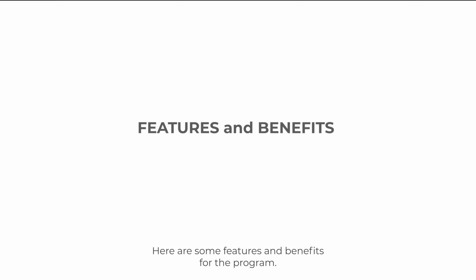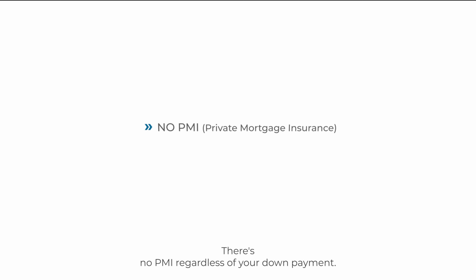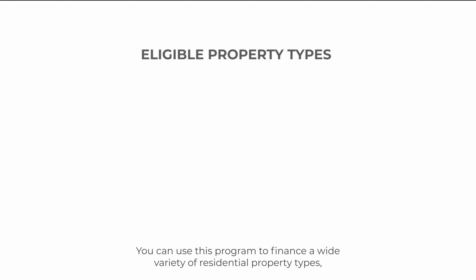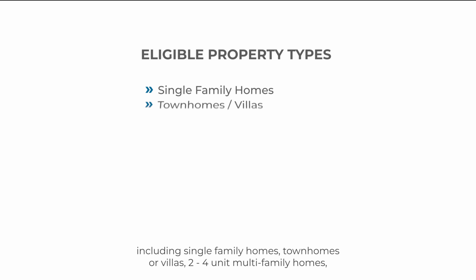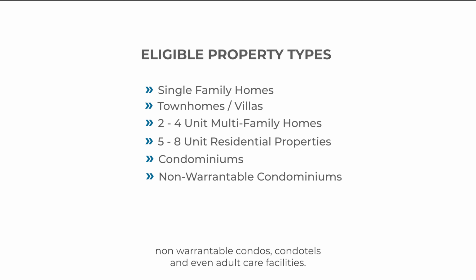Here are some features and benefits for the program. These are 30-year fixed-rate loans. There's no PMI regardless of your down payment. The occupancy is designed for investment homes only, so the borrower may not occupy the home. You can use this program to finance a wide variety of residential property types, including single-family homes, townhomes or villas, 2 to 4 unit multi-family homes, 5 to 8 unit residential properties, condominiums, non-warrantable condos, condo-tels, and even adult care facilities.